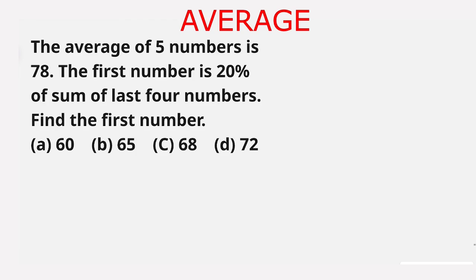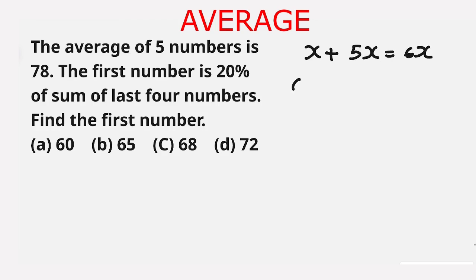It is given that the first number is 20% of the sum of the last four numbers. If we assume the first number as x, then x is 20% of the sum of the last four numbers. So the sum of the last four numbers will be 5x, as x is 20% of 5x. So the sum of all five numbers will be x plus 5x, equal to 6x.